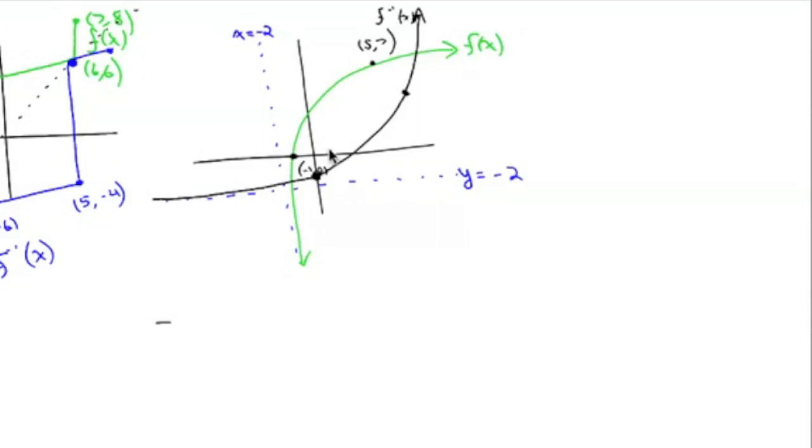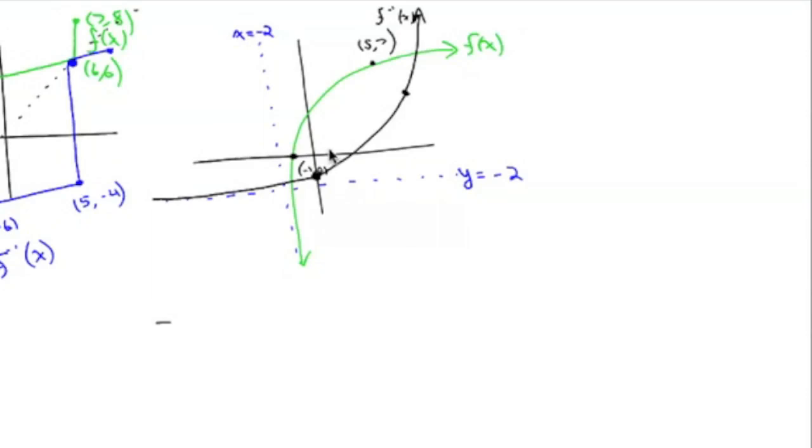So that's the best way to deal with it. If there's asymptotes in there, the asymptotes go from vertical to horizontal, and you stay pretty much on the same side of them. Where this one's staying on the positive x side, this one's going to stay on the positive y side, and so forth and so on. So that's how you graph an inverse function.